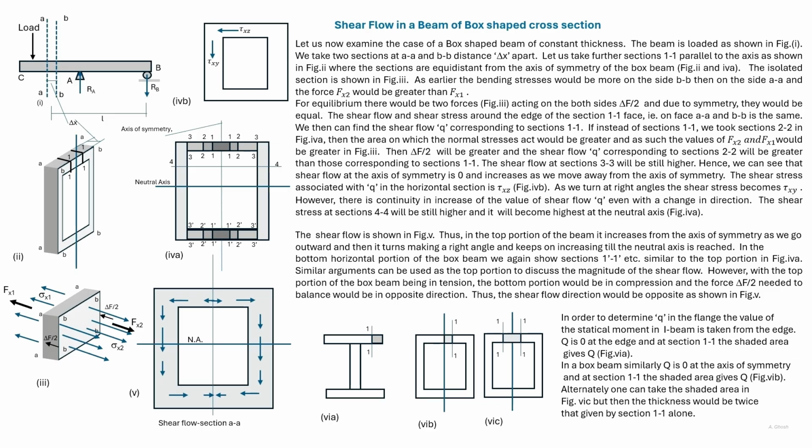In all the cases till now, we have considered equilibrium of the beam in the direction of the axis of the beam. We have then found tau yx and tau zx along the axis of the beam. Then we have found tau xy and tau xz, which are both perpendicular to the axis of the beam.